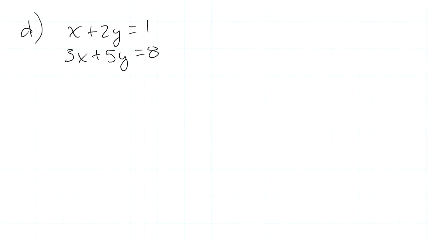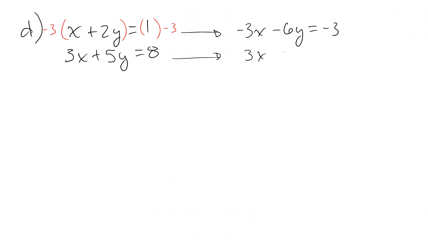And finally, for part D, I'm going to push through a factor of -3 in that top equation. That will give me an opposite x with the bottom equation. So each side I'm multiplying by -3. When I do this, the first equation transforms to -3x and then -6y, and that would equal -3. And then down below, I'll just rewrite the second equation. It is a positive 3x plus 5y, and that equals 8.